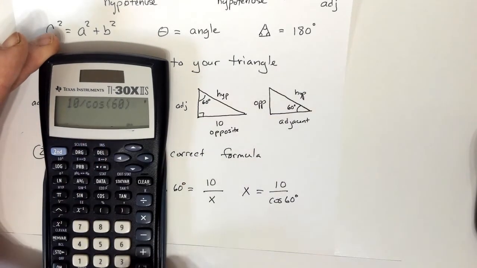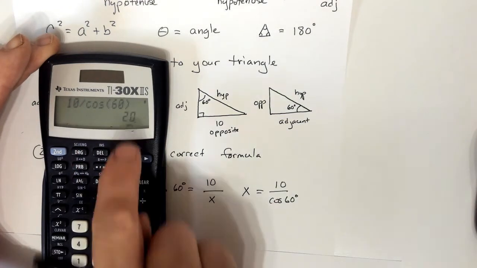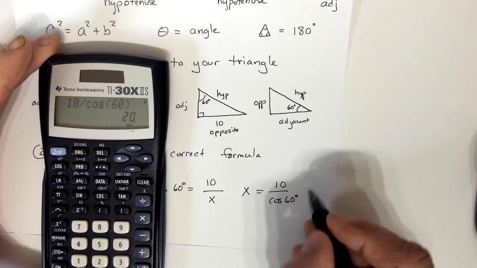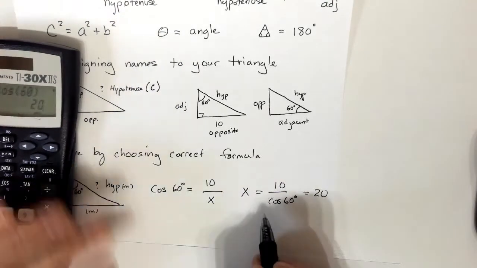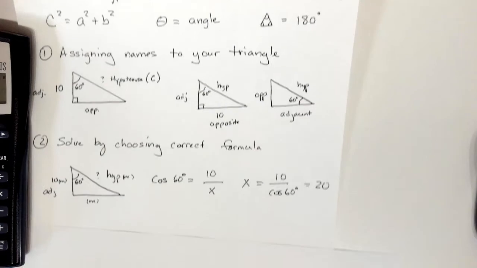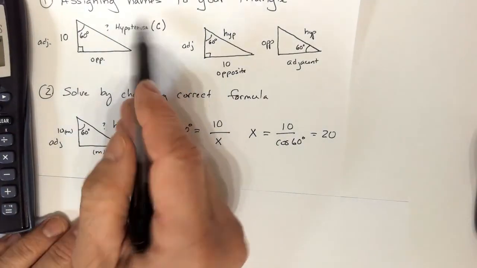Now it's going to divide those two numbers. It will do the function and then divide. And so I get 20. So 10 divided by 0.5, so 10 divided by half, doubles the 10. The answer is 20. So x equals 20. Does that make sense? Okay? So that's how you use these formulas, but you need to know their names to help you out.